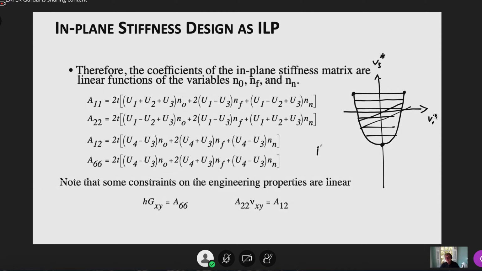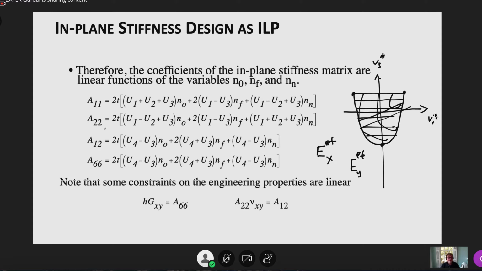Ex of a laminate is not linear. Effective modulus Ex or Ey effective is not linear in terms of V1 star and V3 star, and you'll see some curves that will go like this in here for their values.